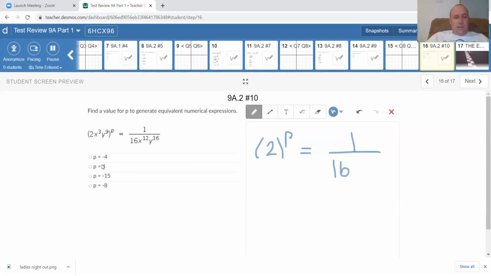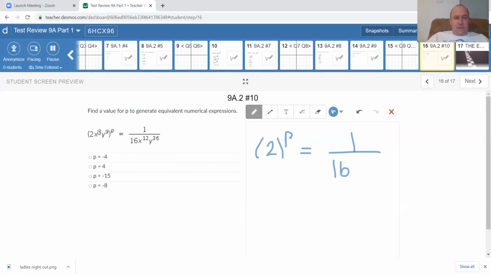If you try any of the other answers, you will not end up with that. 2 to the power of 4 is positive 16, which would be on the top of the fraction. 2 to the power of negative 15 is a very big number, so it's not that one either. And 2 to the power of negative 8, off the top of my head, I think is 1 over 256. That's certainly not the 1 over 16 you can see in the question.